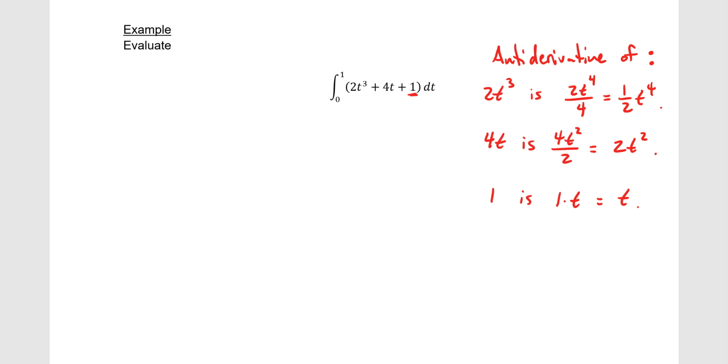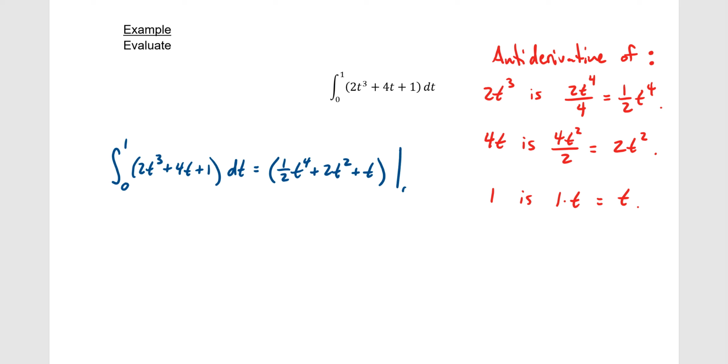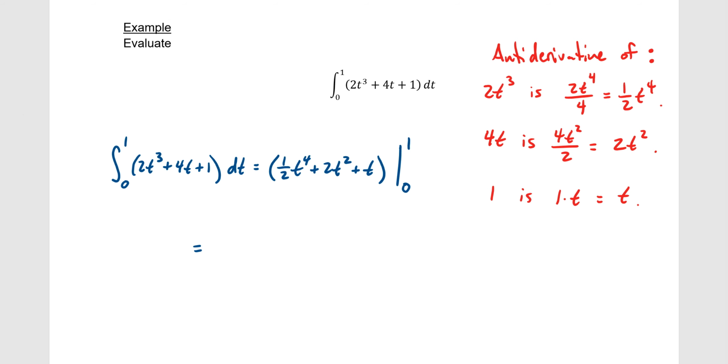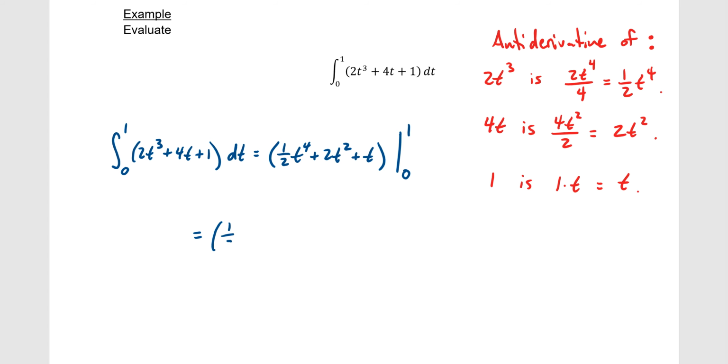Okay, so let's go ahead and write this out here. We just did the integral from 0 to 1 of 2t cubed plus 4t plus 1 dt. We found that the antiderivative is 1/2 t to the 4th plus 2t squared plus t, and we're going to evaluate that from 0 to 1. We plug in the upper bound, then minus, plug in the lower bound, and then evaluate. Let's plug in the upper bound first: 1/2 times 1 to the 4th plus 2 times 1 squared plus 1. That's upper bound minus lower bound. Now we plug in the lower bound here.